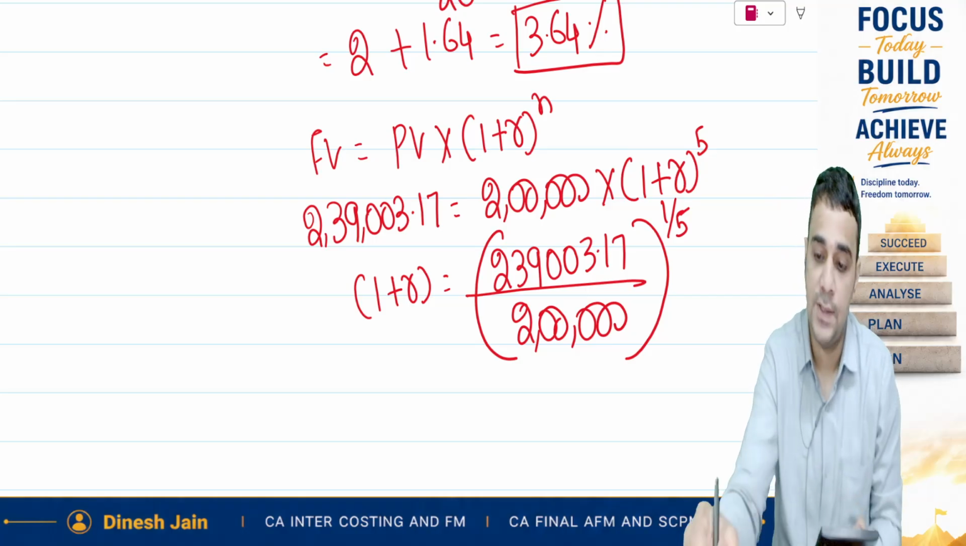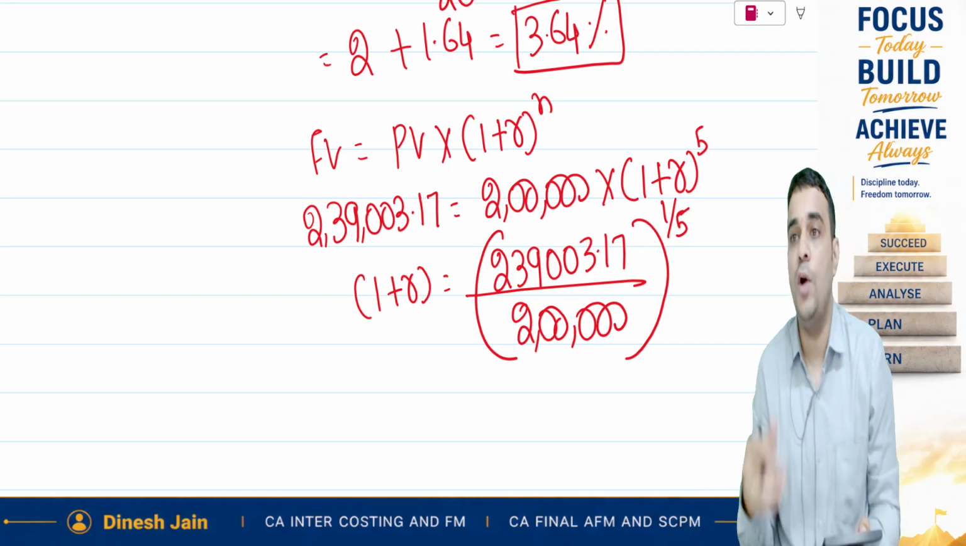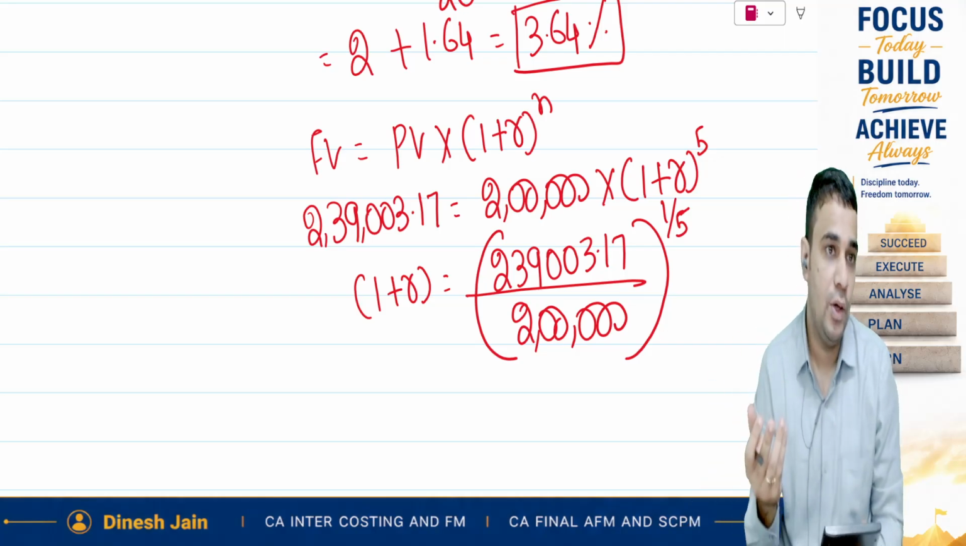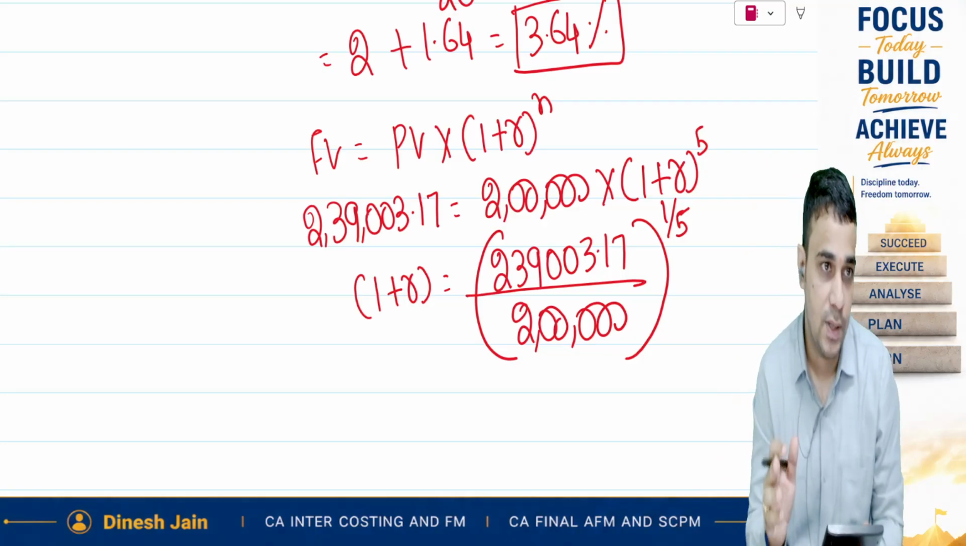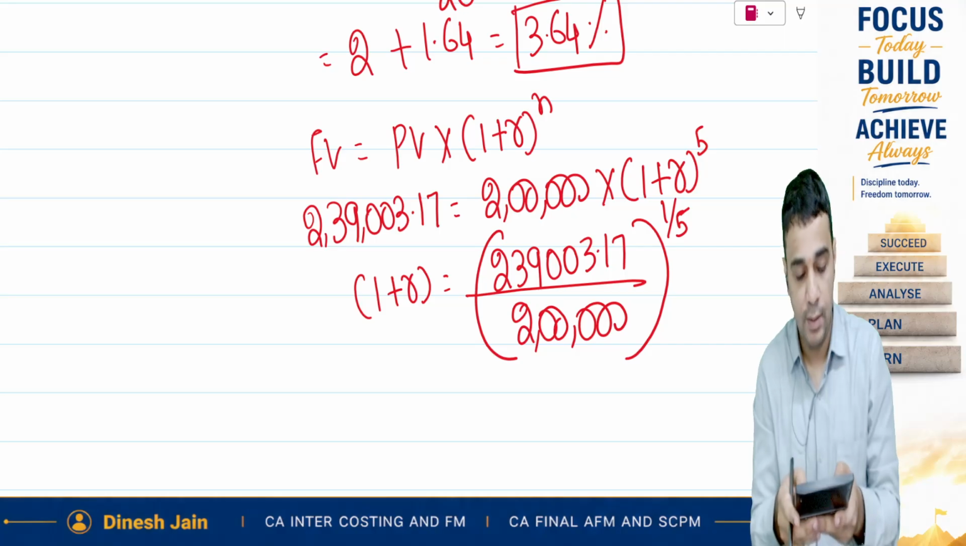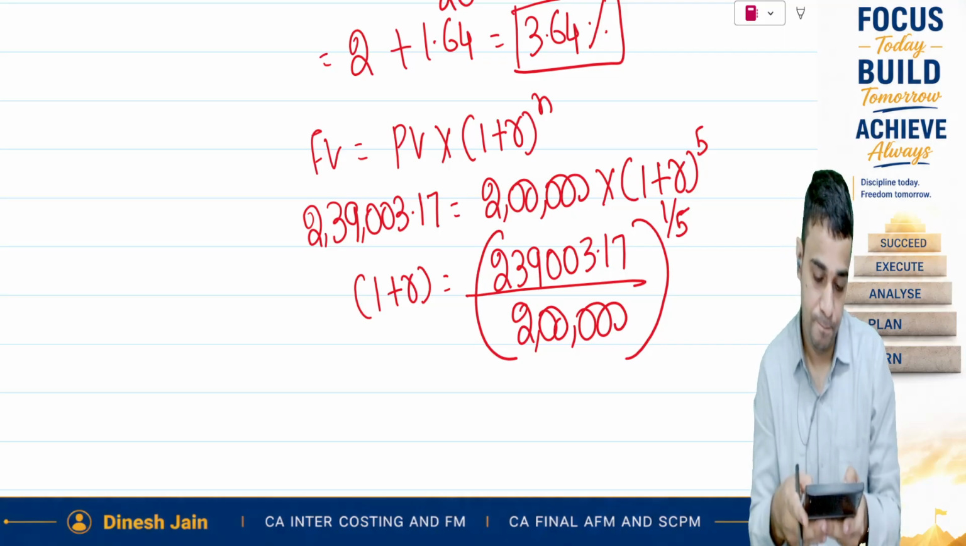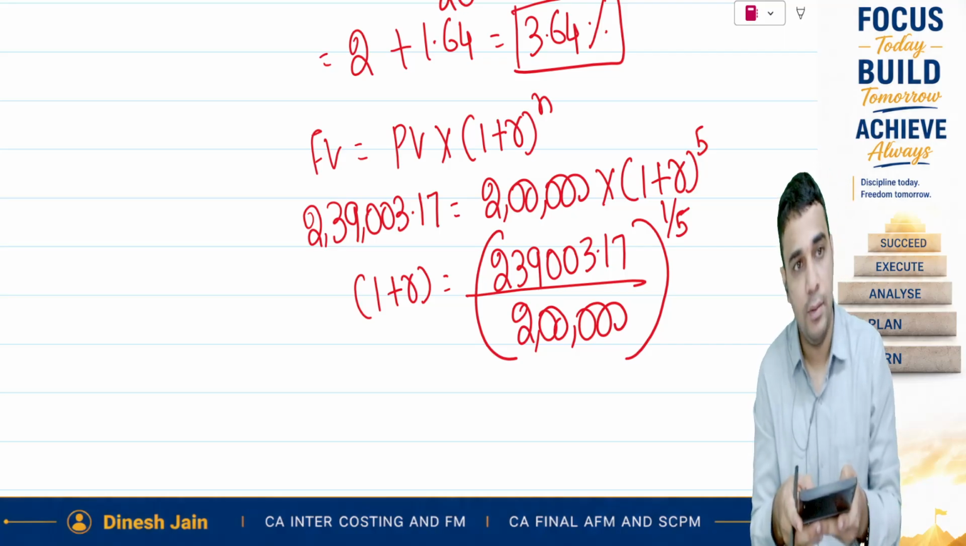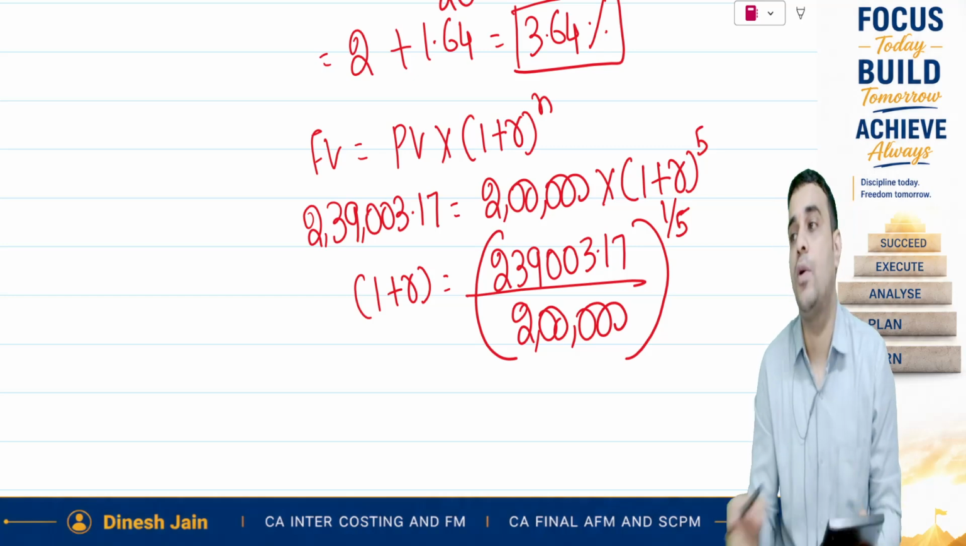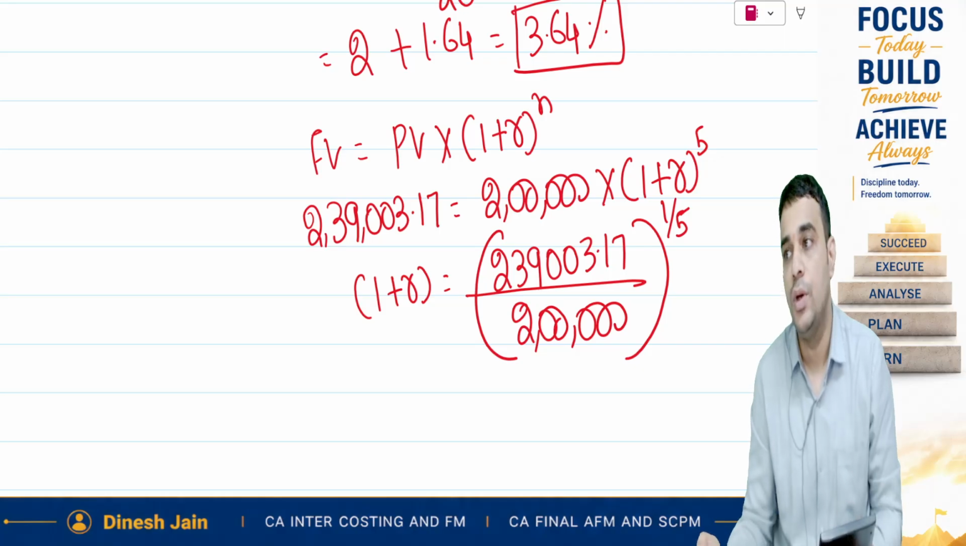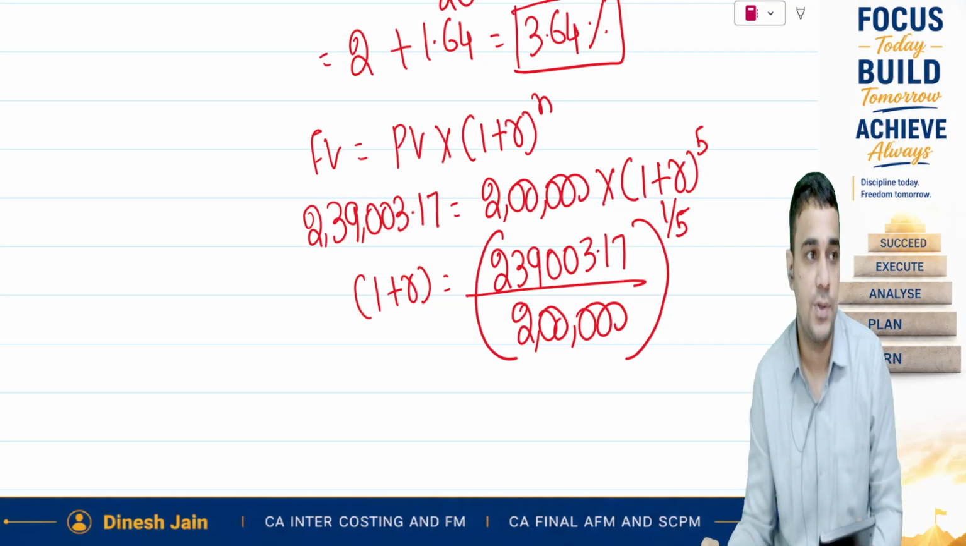What is 1 by 5? It is the power. If you want 1 by 10, multiply with 1 by 10. Whatever is the power, multiply with 1 by 5, then add 1. Then press into equal to 12 times.